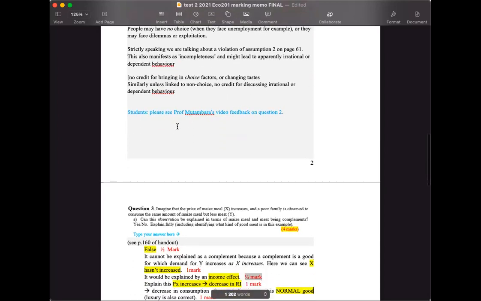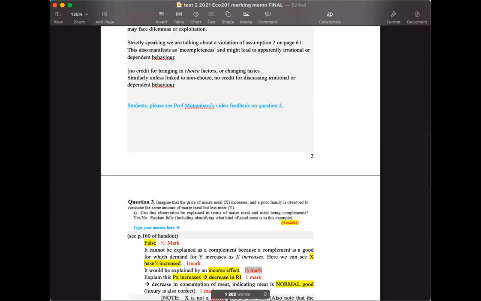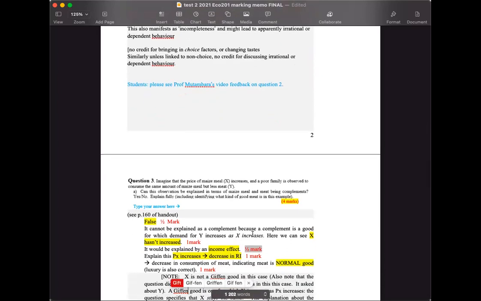Then for question 2, you're gonna have to look at Prof. Mutambara's video. So remember, it's one thing to have a memo, which you're not gonna get. It's another when you have the video and you are watching the video and you're writing notes down. You can pause, fast forward, rewind. So engaging with the video is better.